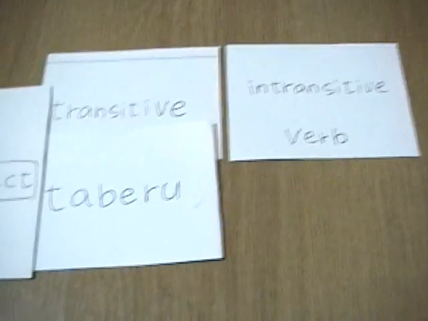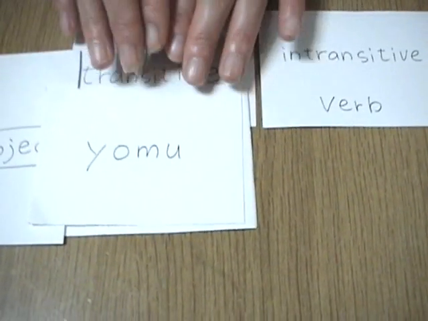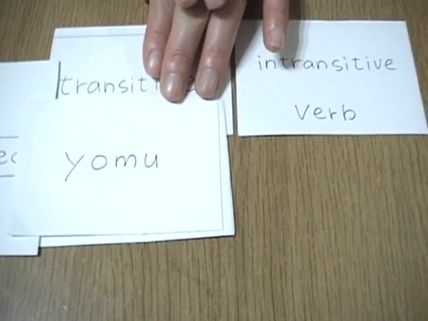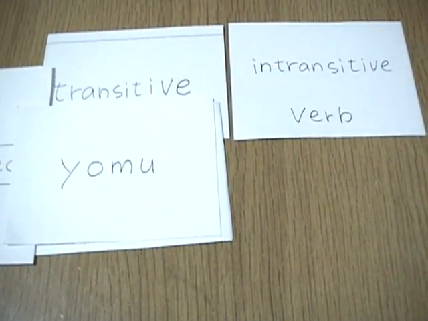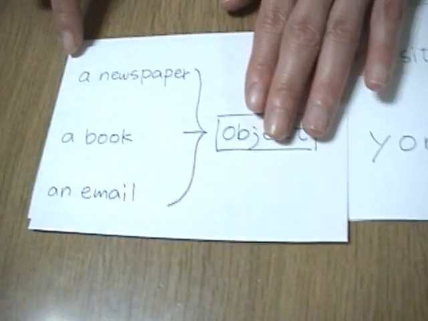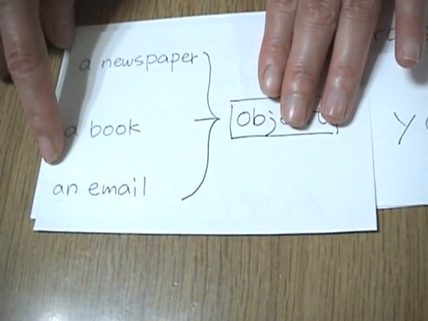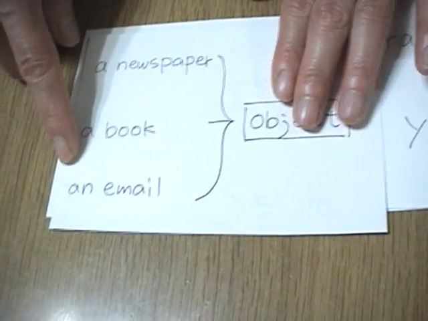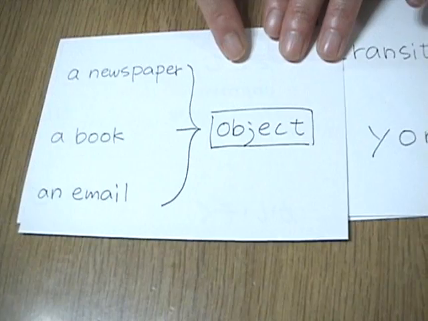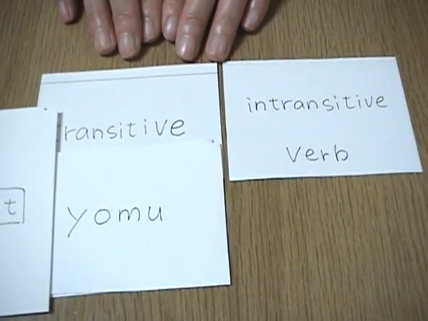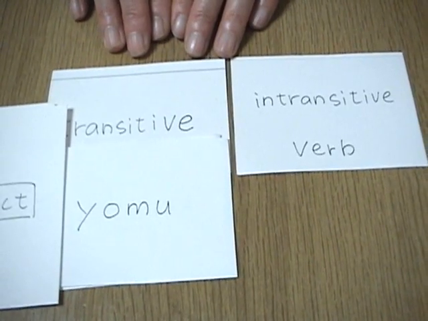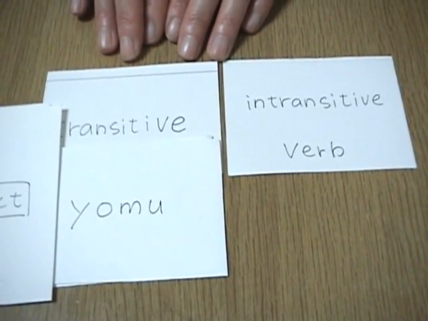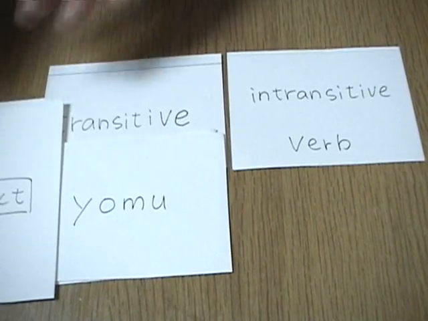Here is another example. When you say 読む, to read, what do you read? A newspaper, a book, emails, and so on. They are called an object. These verbs, which need an object to be a complete sentence, are called a transitive verb.